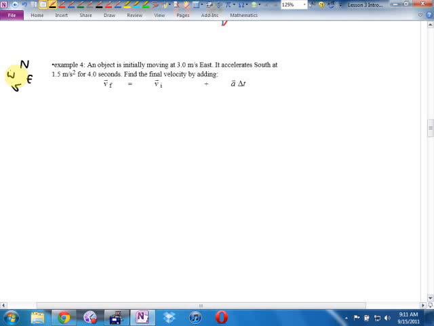Drawing a little picture, VI, I think like that. Plus, what direction is my acceleration? South. How big? Well, it's going to be A times T. It's going to be 1.5 times 4, which I think is 6, isn't it? 15 times 4 is 60 because there's 15 quarters in an hour. Is it 6?